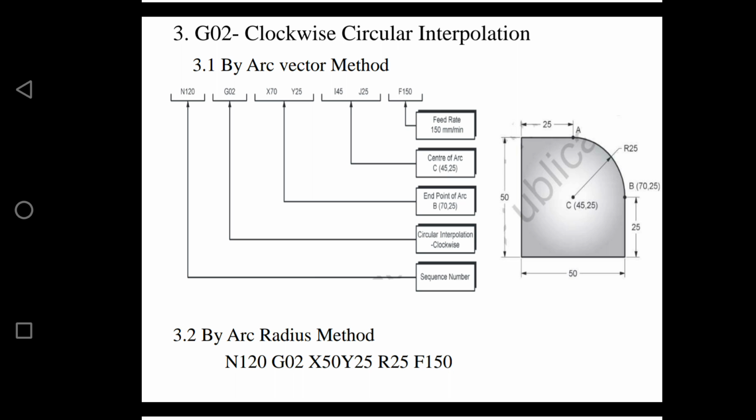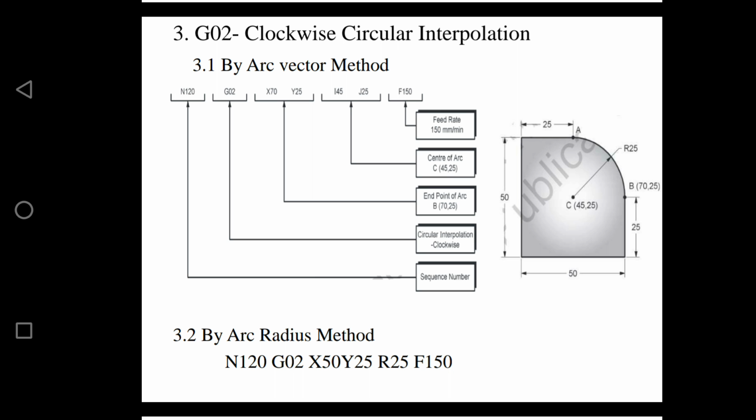Then, as per the arc vector method, we have to enter the center of the arc. The center of the arc is 25 and 25. These are the secondary coordinate points indicated by I, J and K. We are dealing with only two-dimensional objects here, so we have to use I25 and J25. They are using I45 and J25, which is not right. It is I25 and J25 along with the feed rate, which here is 150 mm per minute. So this is how we write the program by the arc vector method.